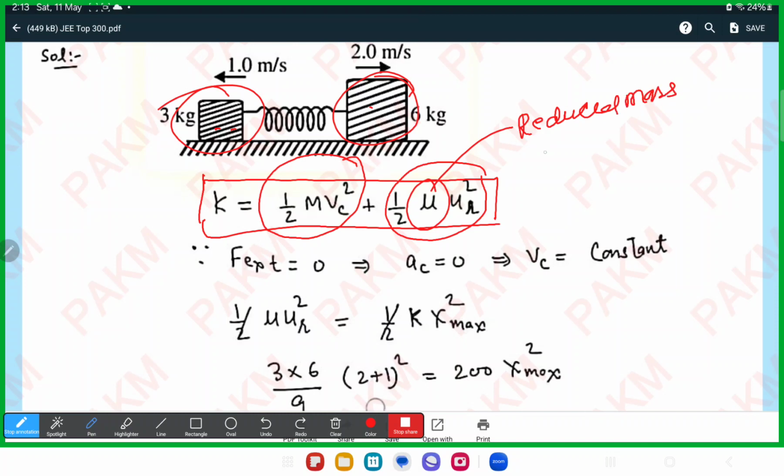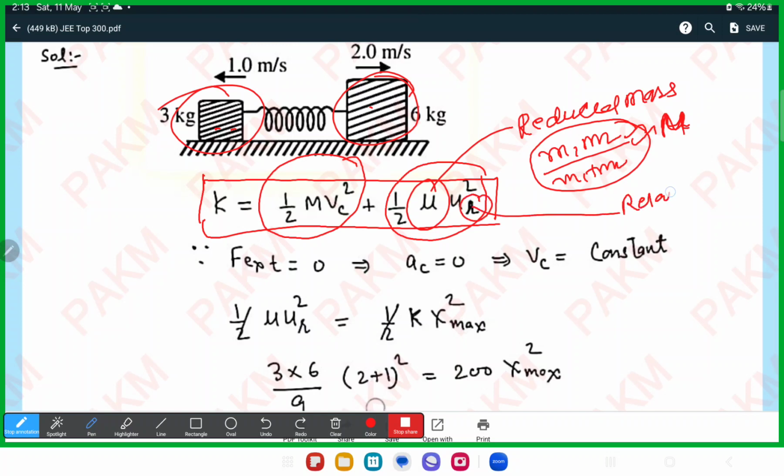Clear? And the value of reduced mass is m1 m2 upon m1 plus m2. This will be considered as m reduced. This is what is denoted by mu. Fine, this is the mu, and this is called vr. Vr is called relative velocity. This is called relative velocity.